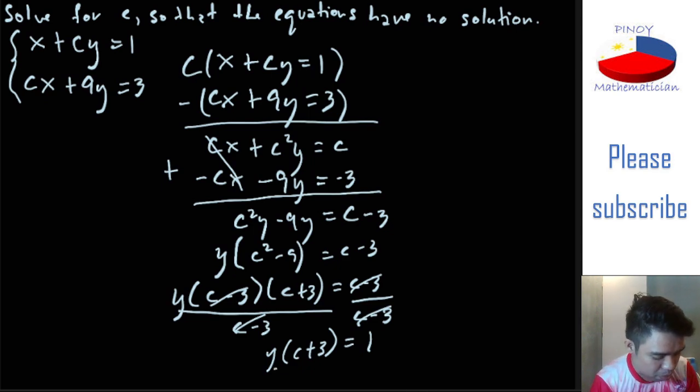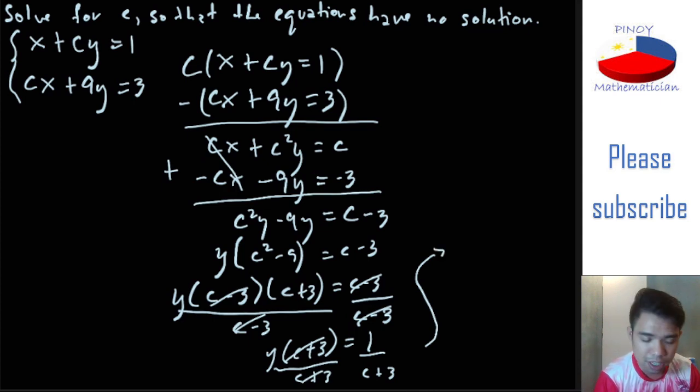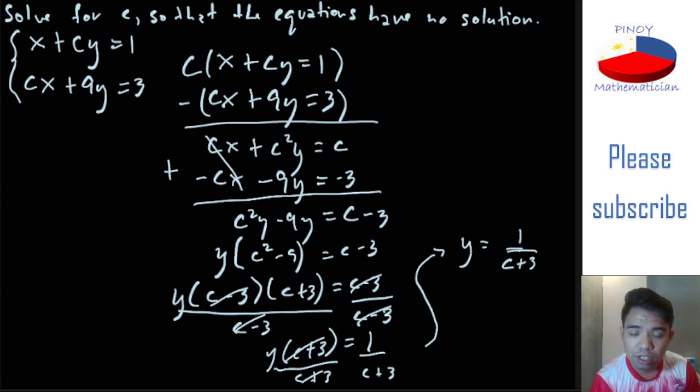Then we divide both sides by c plus 3, so cancel c plus 3. What's left is y equals 1 over c plus 3. So that means for this system to have no solution, the c must be something. So what is that something? How will you make it no solution or undefined?